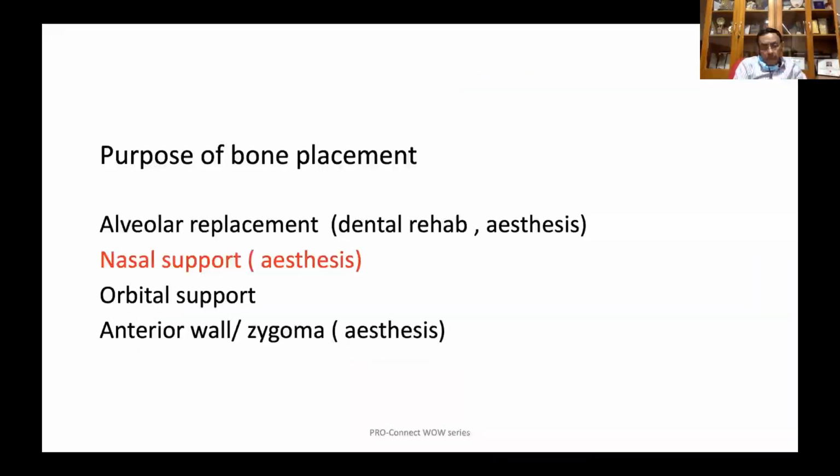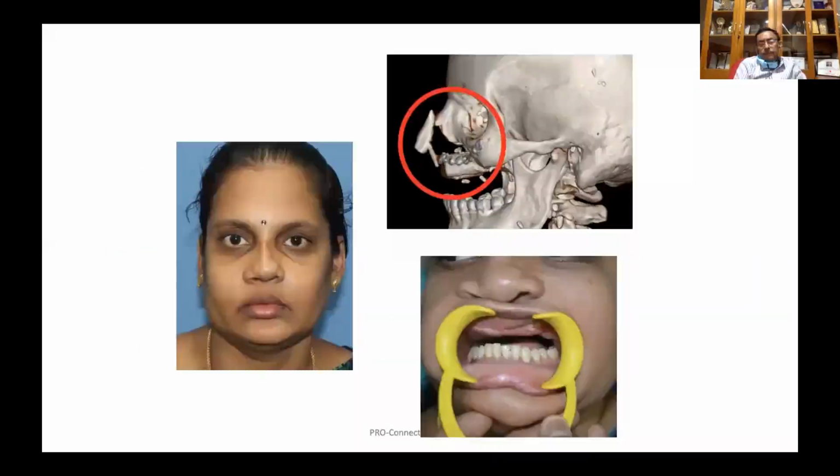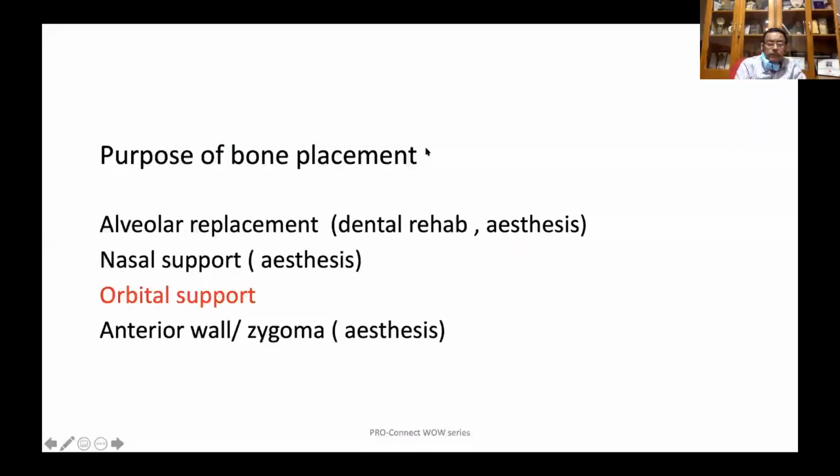Nasal support is another difficult area. The key is to have, see, the bone anteriorly or put a support for the columella. This nasal part was essential in this particular patient, but that might not be needed in all the patients. But this area is important. Having the bone anteriorly or a columella support like that is essential for providing nasal support.